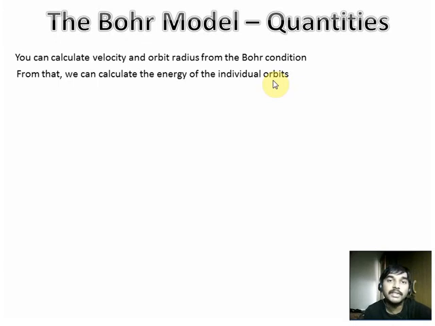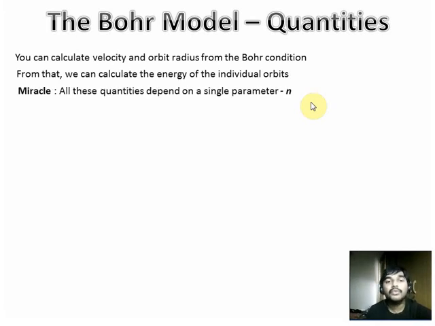And the miracle of all of this is that these quantities, the velocity, the radius of the orbit, and the energy of the individual orbits, you might think that they would be horrendous numbers, but it turns out that they depend only on one single parameter, and that parameter is the label n. N can be 1 for the first orbit, 2 for the second orbit, 3 for the third orbit. The integer decides what the velocity of an electron in a certain orbit is. So this is the miracle, and let's list out the quantities.